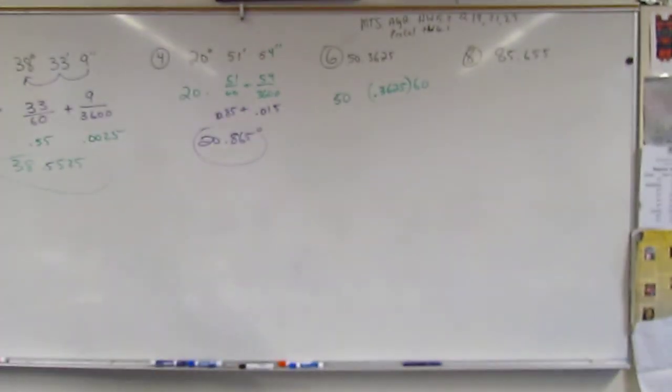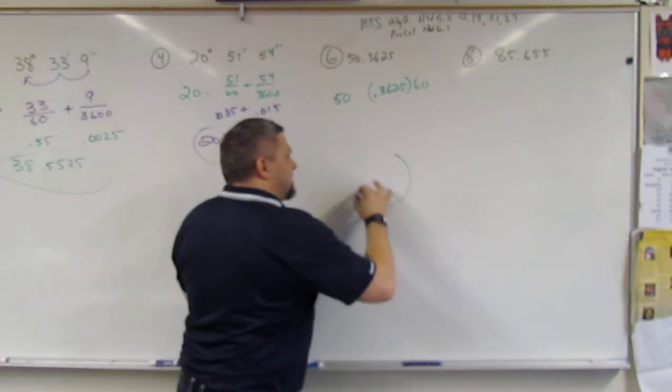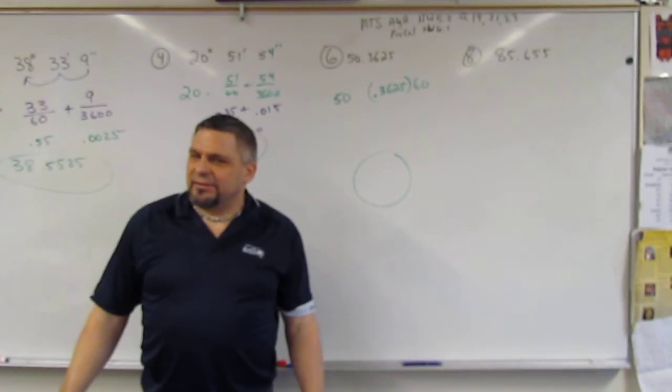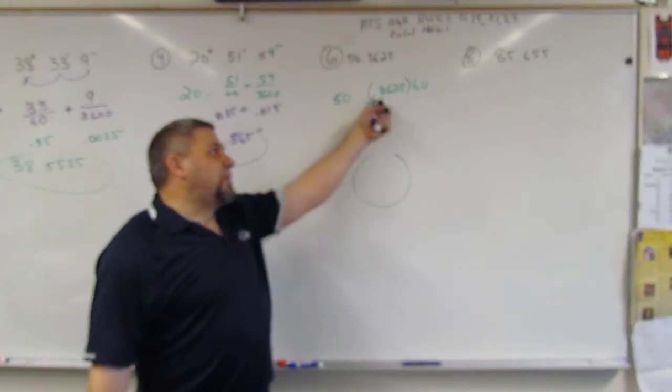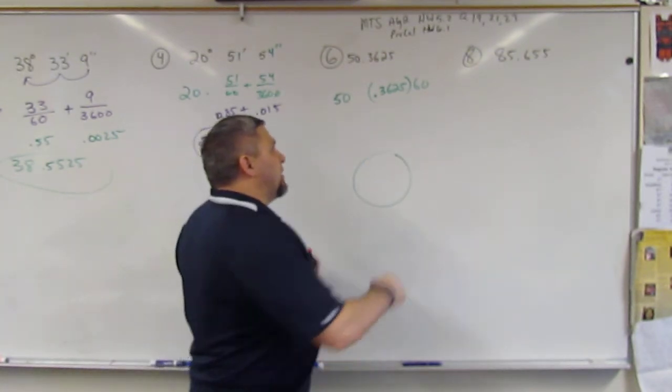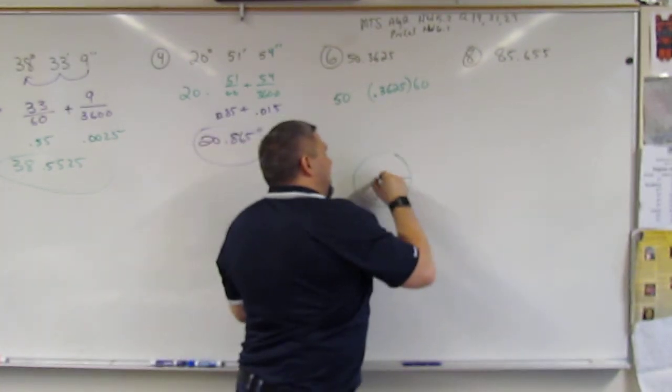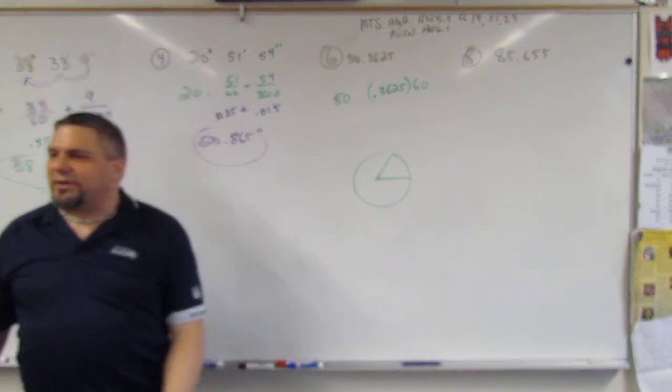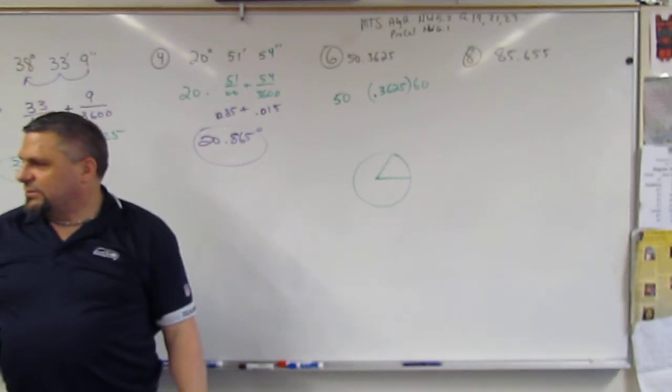We've got to multiply it by 60, right? Because you're saying out of this degree, it's this portion of 60. So it's 0.36, which, if we think about it, is a little more than a third, right? Okay?